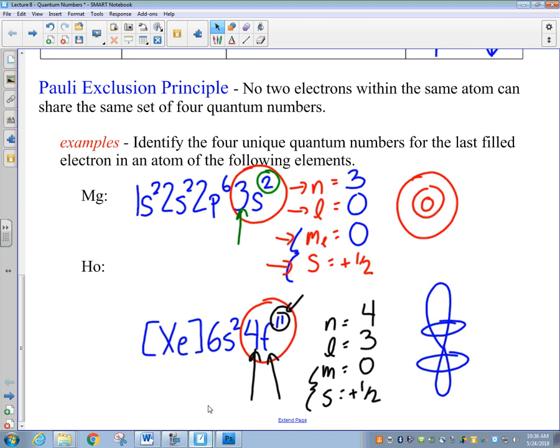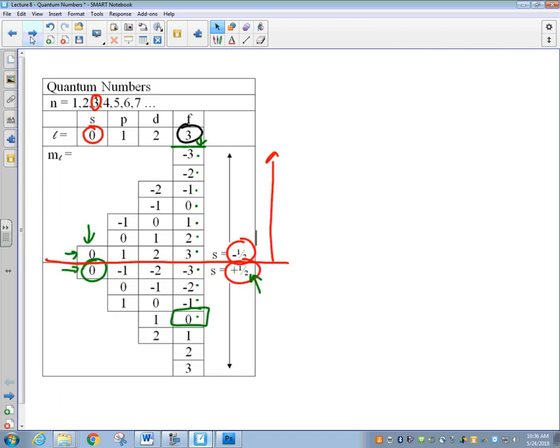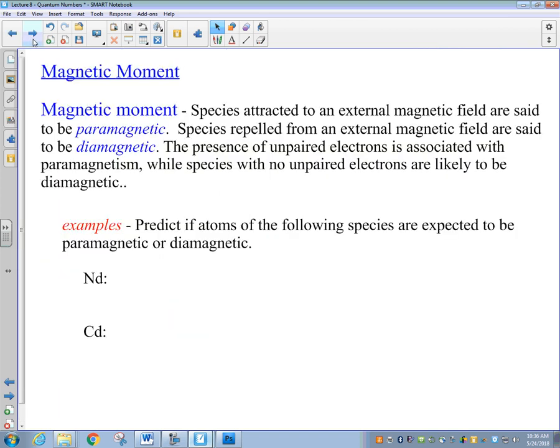All right, so at this point we now know how to assign quantum numbers based upon the electron configuration for an atom. The last thing I want to look at here is a result of those quantum numbers. We're going to go ahead and now describe the magnetic moment of the electron. As it turns out, guys, some atoms inherently exhibit a magnetic dipole, whereas others don't. We define species that are attracted by an external magnetic field to be paramagnetic, whereas species that are repelled from that external magnetic field, we call those things diamagnetic.